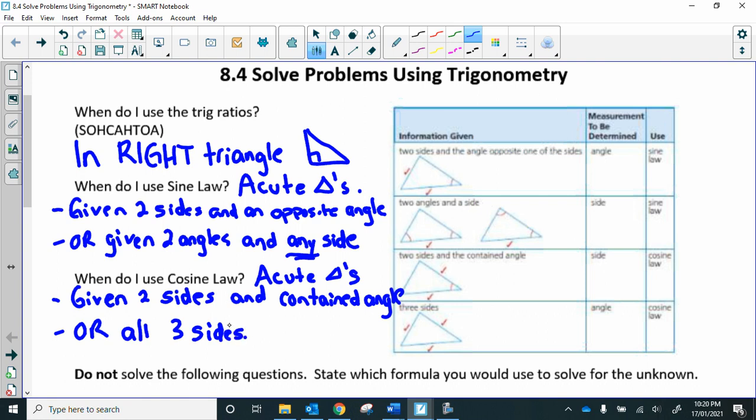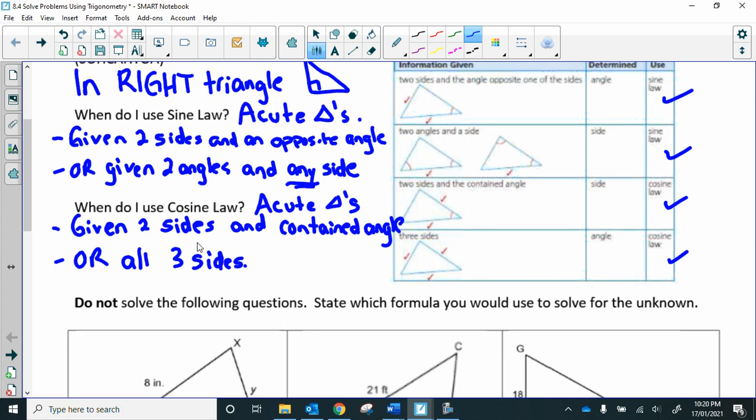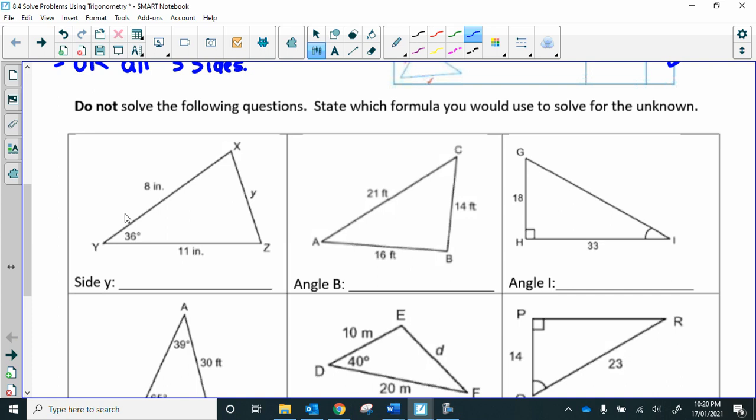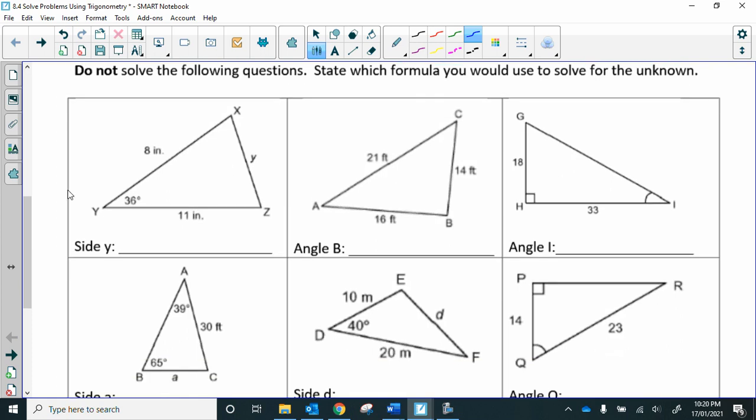Okay, so in the little chart here, it just shows you that if you have two sides and an angle, you can use sine law. Two angles and a side, you use sine law. Two sides and the contained angle, so the angle in between, you use cosine law, and all three sides, you use cosine law. So we're not going to solve these. We're just going to state which formula we would use to solve for the unknown. So we're not actually going to go through and solve them. We're just going to try to pick out what formula we would use.